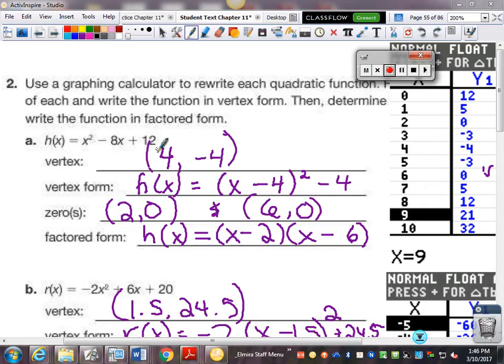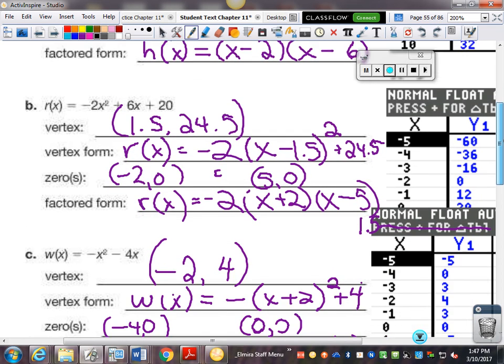We've got 4 and -4 for our vertex. If I put this function right here into my calculator, I find the vertex for -4, okay? And in vertex form, remember it's going to be the opposite sign x, same sign y. Okay? I also see the zeros, so I've got 2, 0 and 6, 0 are my intercepts. So opposite sign 2, opposite sign 6.